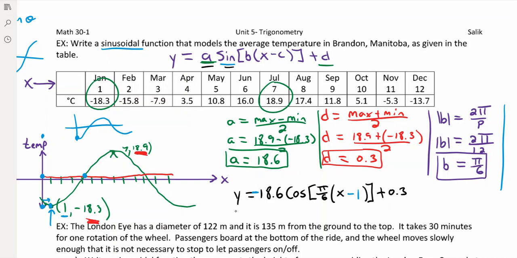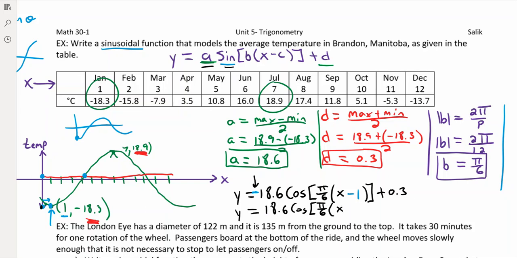Because what about this? What if I would have said y is equal to, and then if I would have left my cosine graph positive, right? So instead of having a negative out front, flipping it down here, I left it positive. So that'd be 18.6 times cos, and then pi over 6. Those things don't change. And then x.